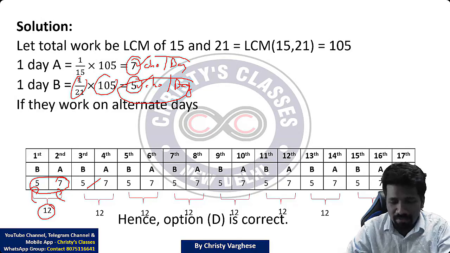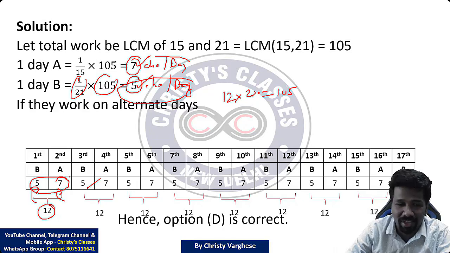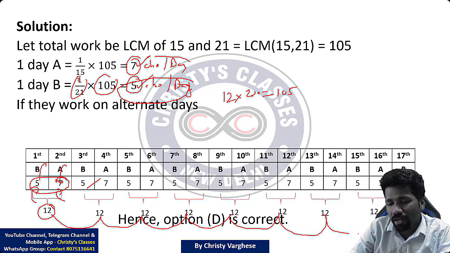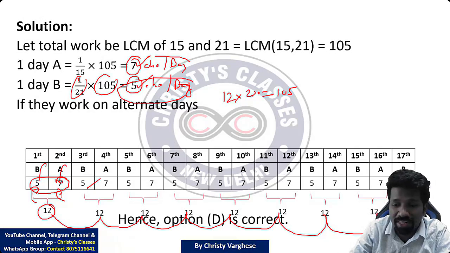Now by that logic, when you will complete 105, now you cannot depend upon math to say 12 into 2x is equal to 105. ऐसा करना गलत है, क्योंकि हर दिन का रेट सेम नहीं है. That is why logically सोचो कितना 12, 24, 36, 48, 60, 72, 84, 96. 96 plus 12 is 108. That is more than 105.